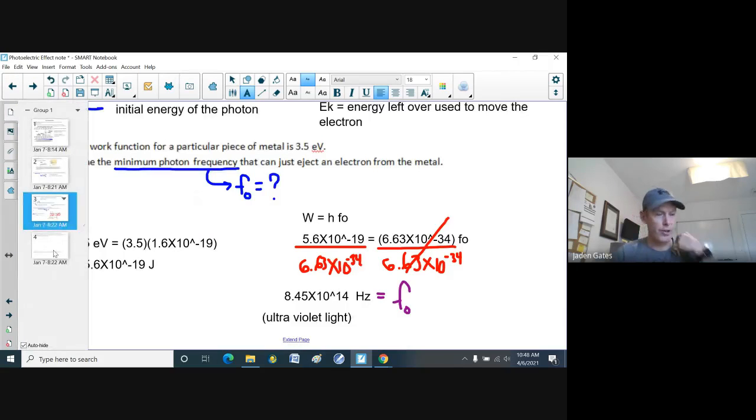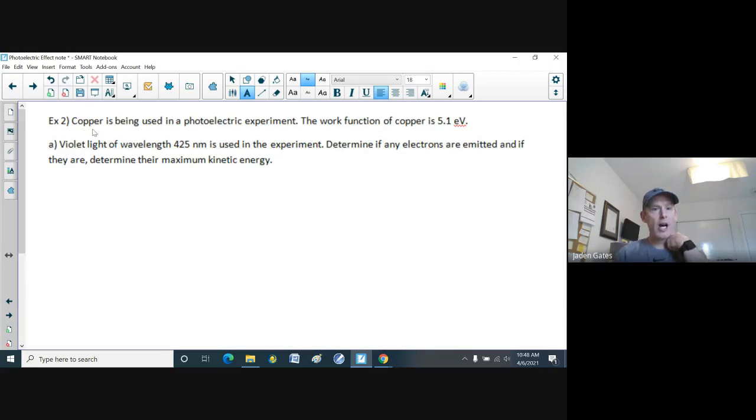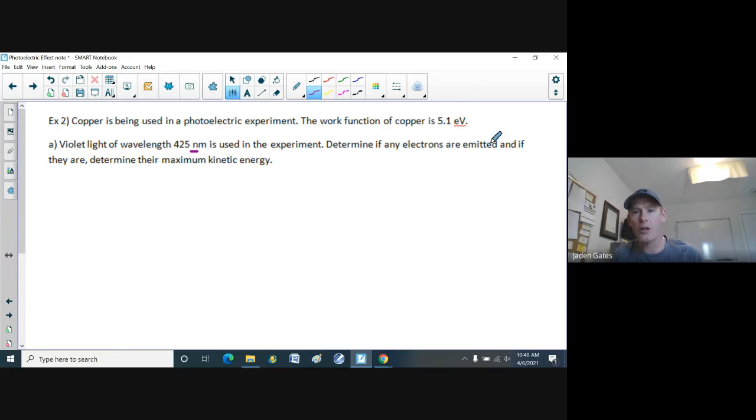Let's see here. We've got another example. Copper, a metal, is being used in a photoelectric experiment. The work function of copper is 5.1 electron volts. Now, violet light of wavelength 425 nanometers, we'll get to what that's all about, is used in the experiment. Determine if any electrons are emitted, and if they are, determine their maximum kinetic energy.